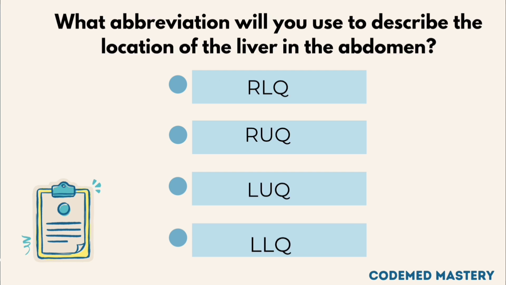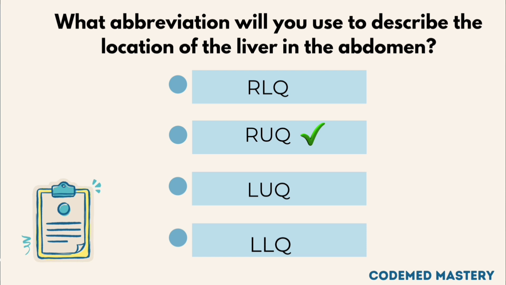Next question. What abbreviation will you use to describe the location of the liver in the abdomen? Option A, RLQ, option B, RUQ, option C, LUQ and option D, LLQ. The correct answer is option B, RUQ, which means right upper quadrant.